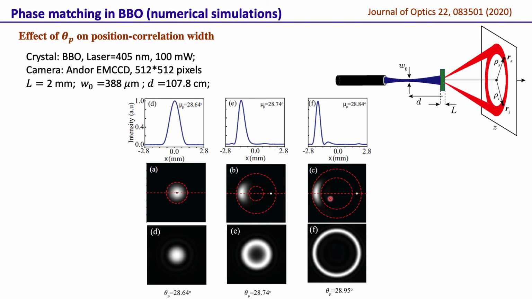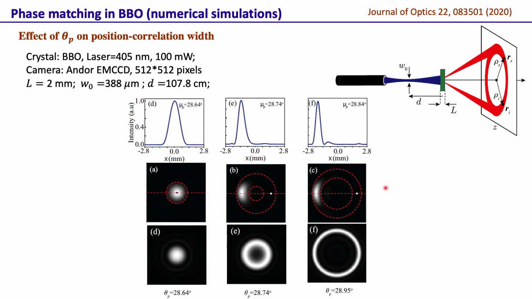So we can see when we go more and more non-collinear, this is collinear, going more and more non-collinear, the position correlation width becomes more and more narrow. So if we are in this collinear situation and we detect a photon here, we have a possibility of detecting the idler photon over this width. But if we detect a photon over there, then the position over which we can detect the idler is this, which is of course much smaller than this. So for the non-collinear condition, the position correlation width becomes smaller.